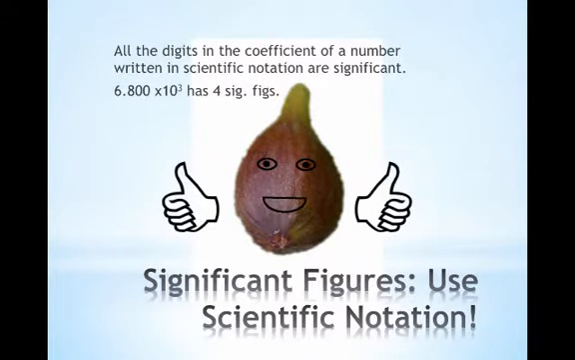The easiest way to clarify zeros at the end of a number is to use scientific notation. In scientific notation, all the numbers in the coefficient are significant. The 10 and the exponent are not significant.